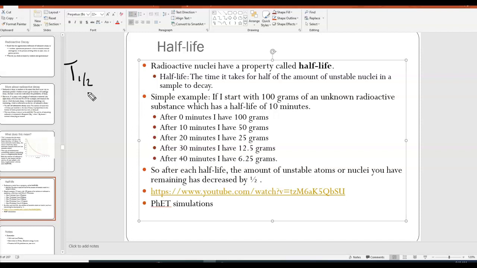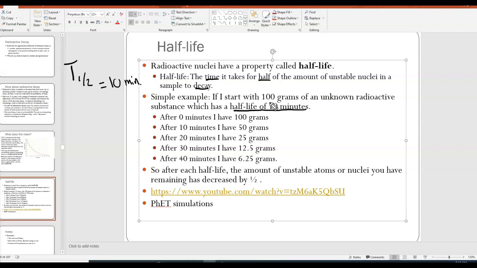Let's say I start with 100 grams of an unknown radioactive substance, which has a half-life of 10 minutes. If it has a half-life of 10 minutes, the half-life is not going to change, even though the amount might change. So half-life is a fixed quantity for a given radioactive material. So I would write T1/2 equals 10 minutes. And what that means is it is the time it takes for half of the unstable nuclei to decay.